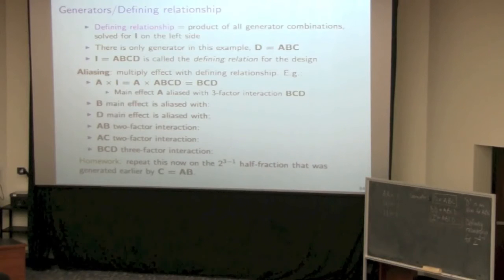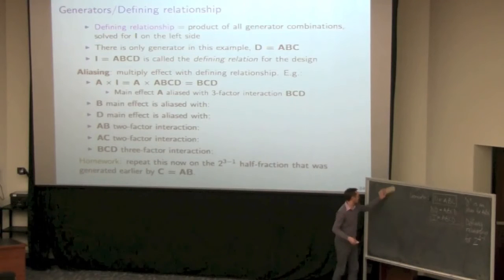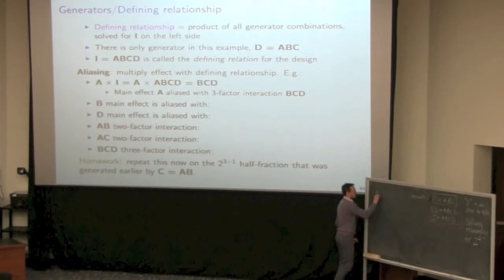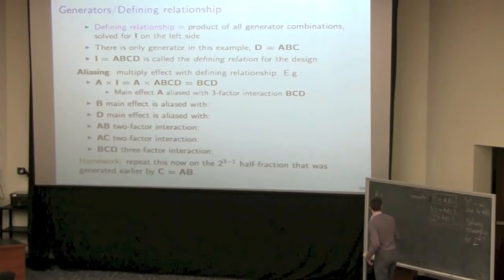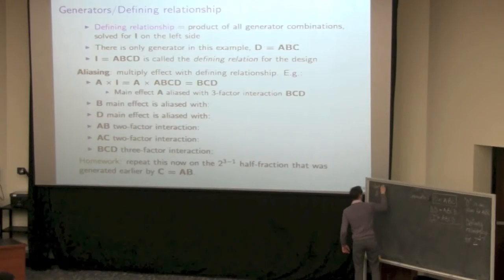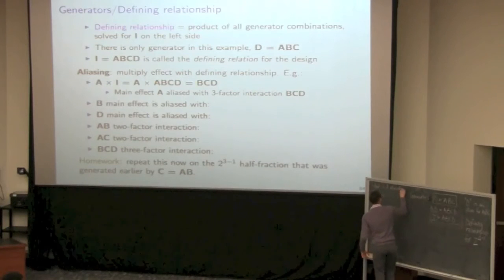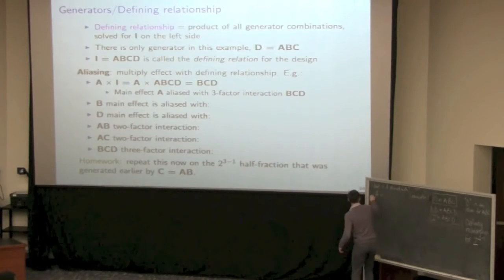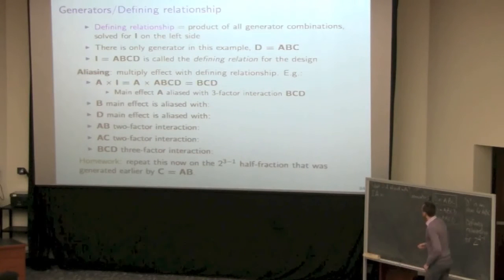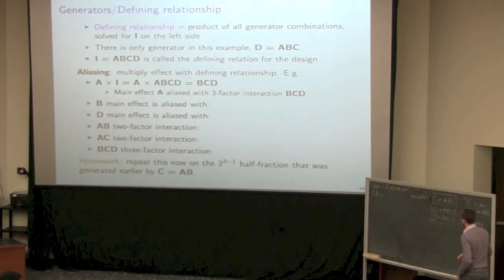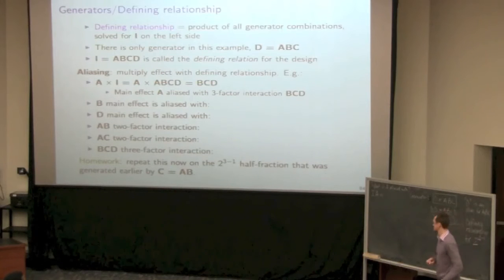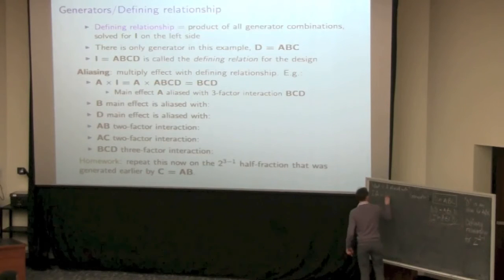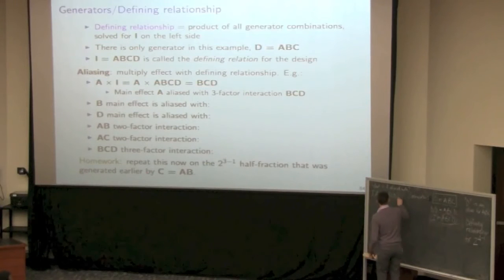And the way you do it is as follows. That's my defining relationship. So now if I go back to that table and ask, what is A going to be aliased with? That's my question. To answer that, I multiply A by 1, by the identity. So I times A is equal to, well, take a look here for a minute. I is equal to ABCD. That's my defining relationship. So put that in over there: ABCD times A.